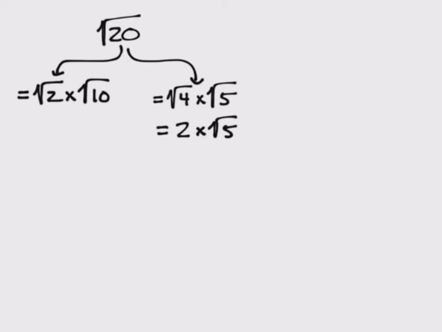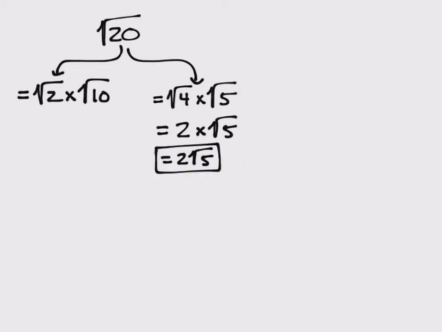And note that what we've done now is we've taken the square root of 20 and rewritten it as something else that's the exact same thing, but with much less inside of that radical. And we call this the simplified version of the square root of 20.